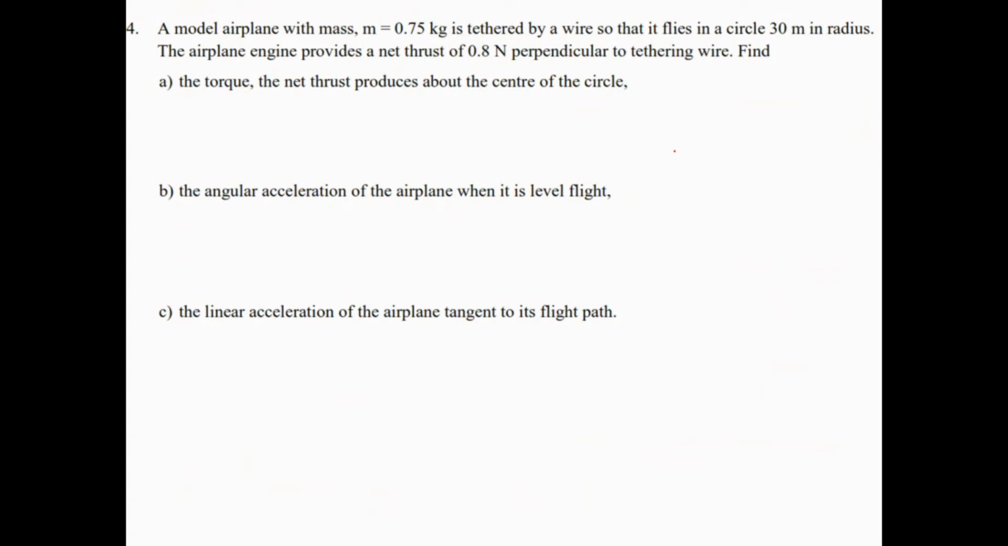Find first question. So this question has three subdivisions. In the first part, we are going to find the torque. Before that, I'm going to write the mass of this plane, which is 0.75 kilogram, the radius of the circle R, which is 30 meter, and the force the engine is providing, 0.8 Newton. Now we are going to find the answer for the torque. The torque is exactly R F sine theta, but here theta, they say, is perpendicular.